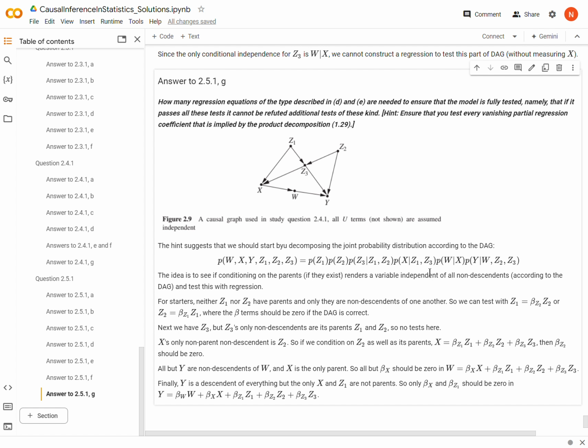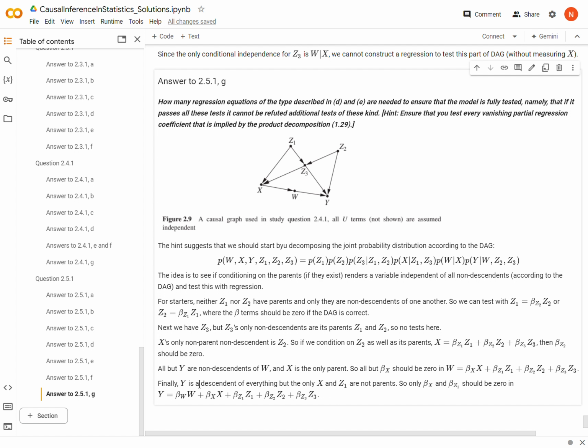Now we're on W. W's only parent here is X, and its only descendant is Y, so we're not going to include Y in the regression. We're going to include everything except for Y in the regression of W. And once we regress on X, then the beta coefficients for the other variables, Z1, Z2, Z3, should be 0 if the DAG is correct.